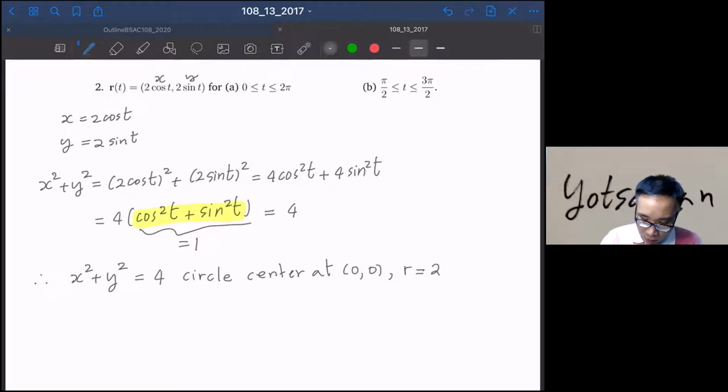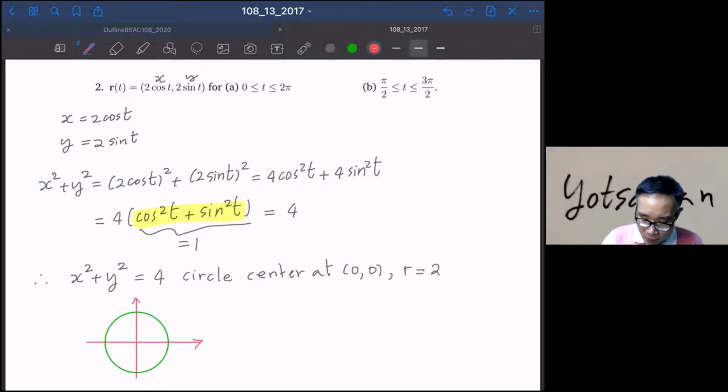So we're going to graph this one in this way, and you're just going to have the whole circle. How would I know whether it's going to be the whole circle or not? It's not always the whole circle. It depends on your t.